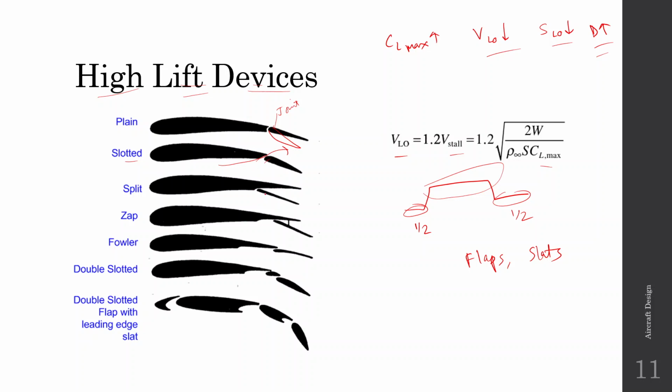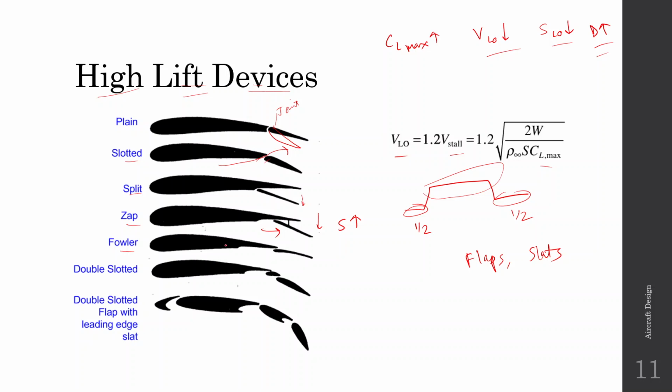Then you also have a split flap. So in the split flap, one part of the wing will split and go down like this. Okay, there is also something called zap flap. So here it is similar to a split flap, but it also moves outwards. So it comes down and it also moves back. So this increases the wing area also. So here the wing area also increases. So since the wing area is more, it produces more lift.